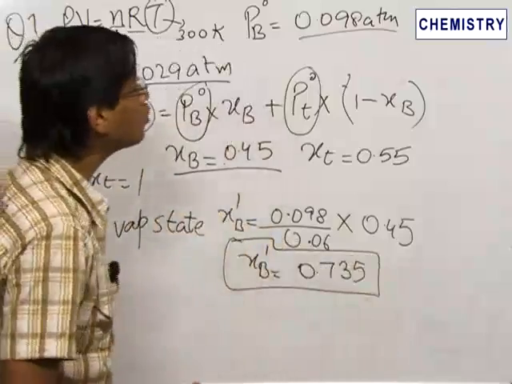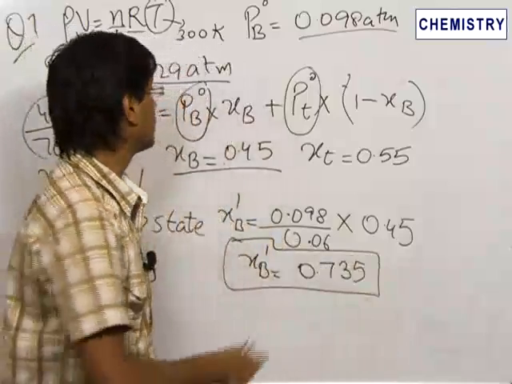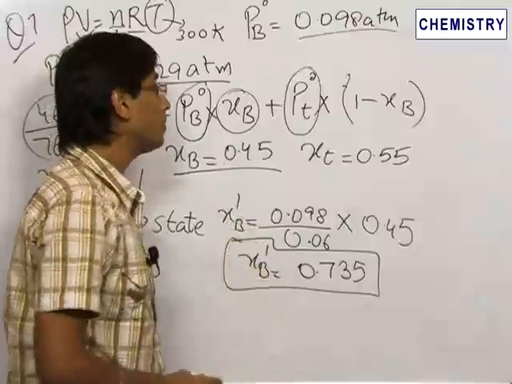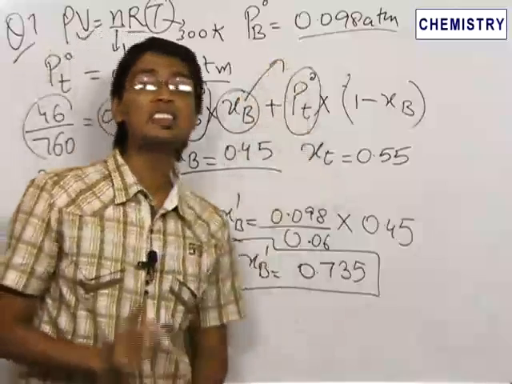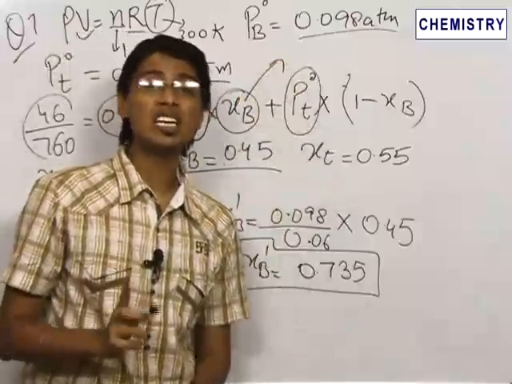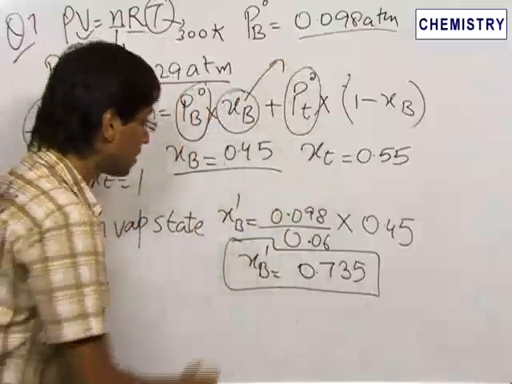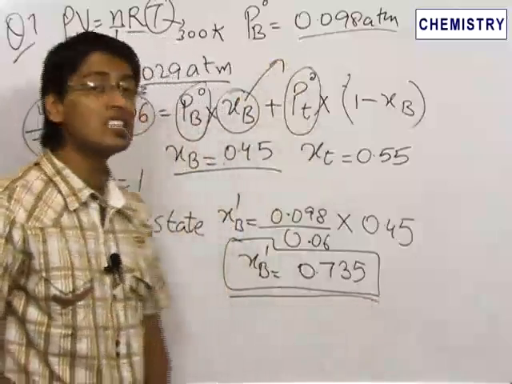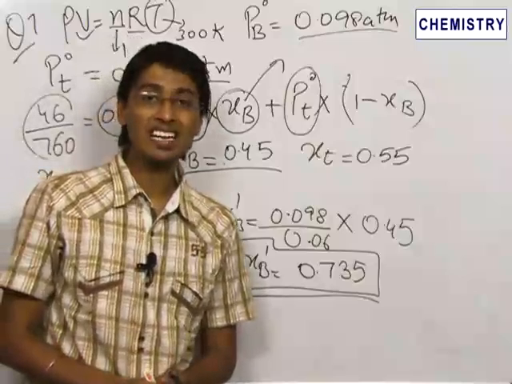Hence, an important thing to note in this problem is that for using this formula we have to be very careful, because these are the mole fractions of benzene and toluene in the liquid state and not in the vapor state, and hence our final answer for the mole fraction of benzene in the vapor state is 0.735, and that is our final answer.